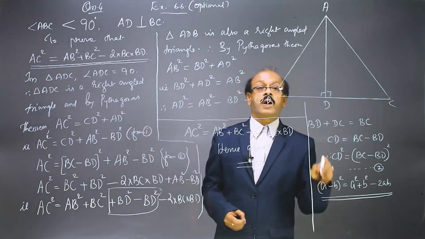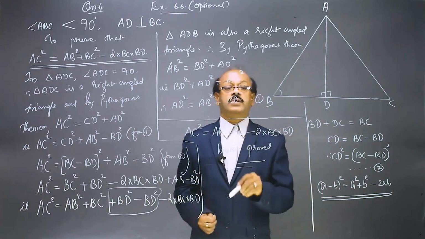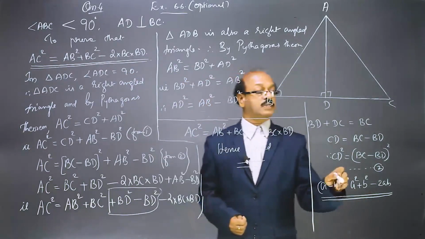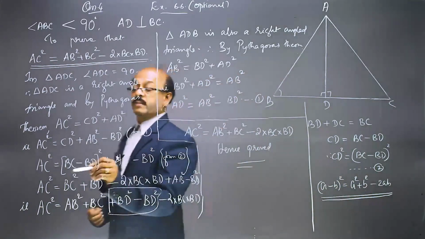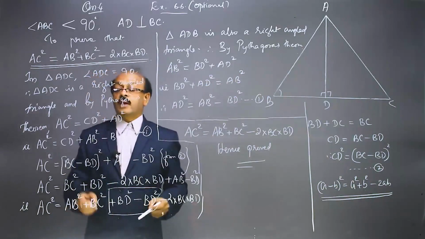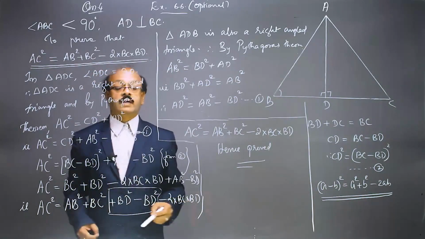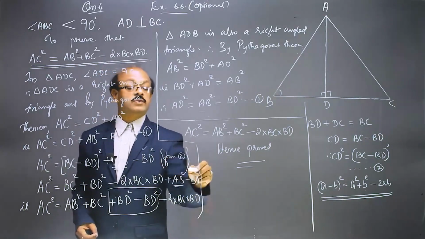So remember the two identities, A plus B the whole square and A minus B the whole square. Here we have to use A minus B the whole square, which is equal to A square plus B square minus 2AB. It will become BC minus BD the whole square becomes BC square plus BD square minus 2 into BC into BD. Then AB square is here and minus BD square is here.